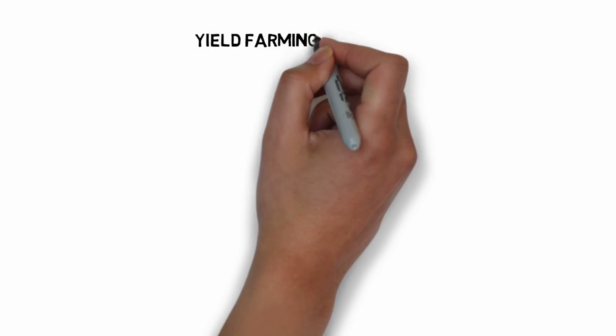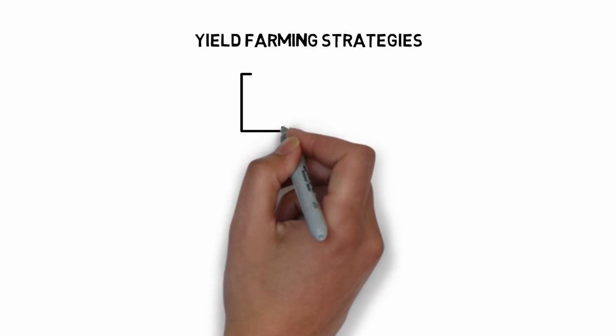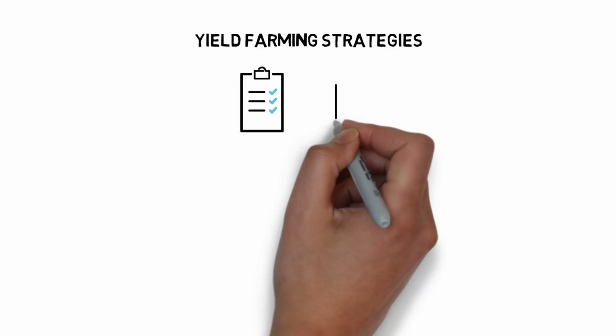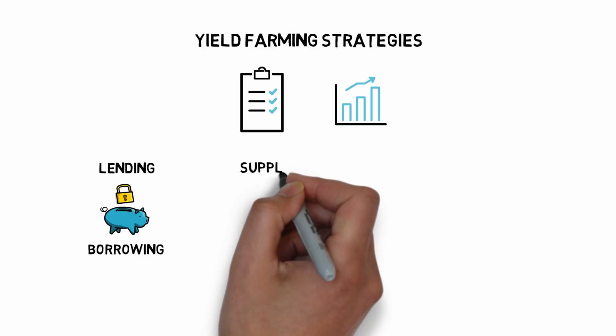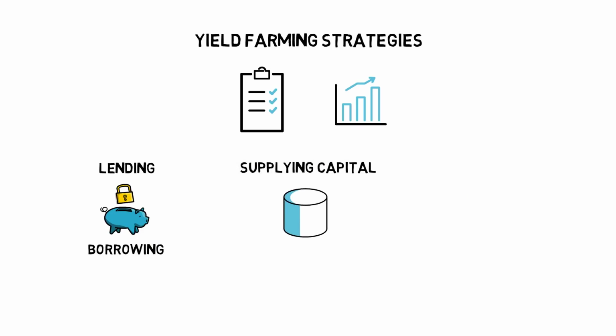Yield farming strategies are sets of steps that aim at generating a high yield on the capital. These steps usually involve at least one of the following elements: lending, borrowing, supplying capital to liquidity pools, or staking LP tokens.